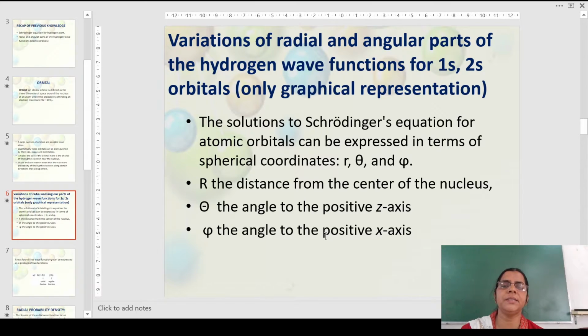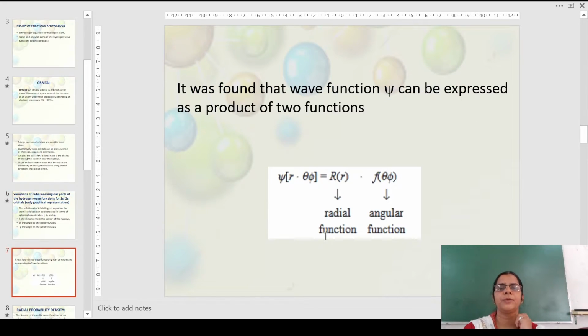Here r is the distance from the center of the nucleus, theta is the angle to the positive z axis and phi is the angle to the positive x axis. So this is the equation which we arrived at in the end in the previous video. It has been written in a different form also.